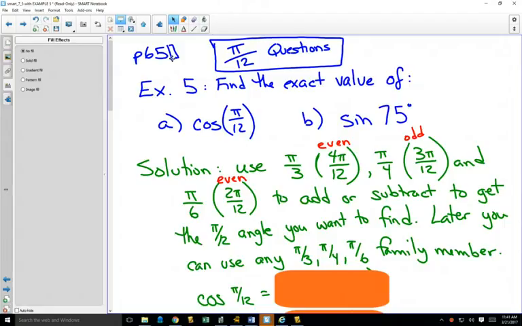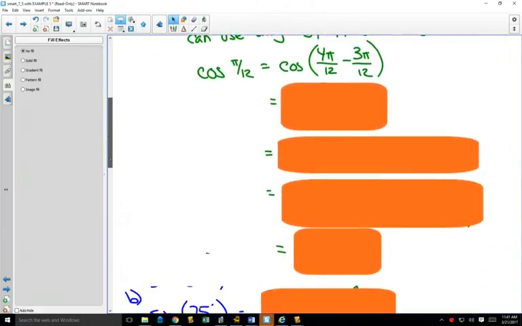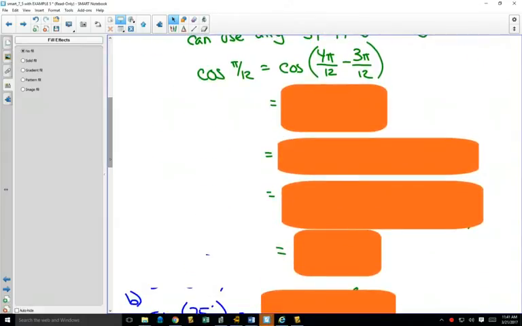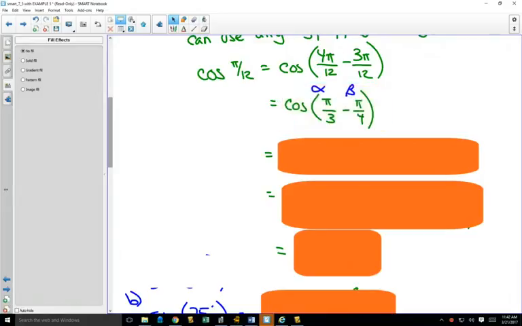So if we choose one of these for pi over 12, so let's say I choose 4 pi over 12 minus 3 pi over 12. I like to write it with pi over 12s first because it's really easy to see that inside the brackets that's equal to pi over 12. And then after that, I can change things back to what they were originally. 4 pi over 12 is really pi over 3. 3 pi over 12 is really pi over 4. And so pi over 3 becomes our alpha. Pi over 4 becomes our beta.